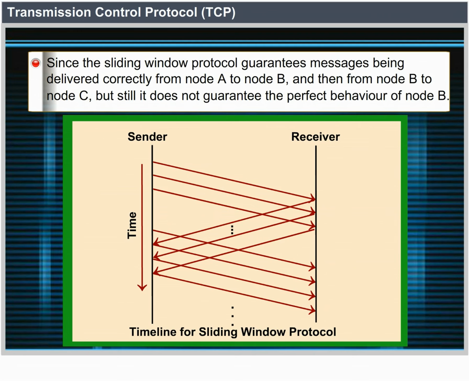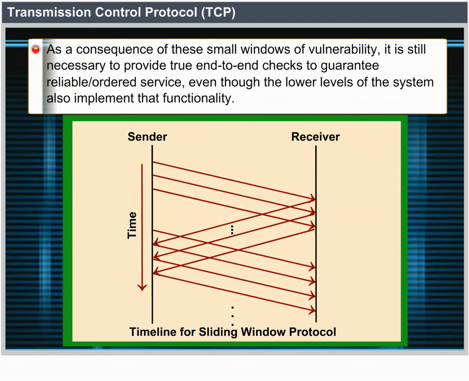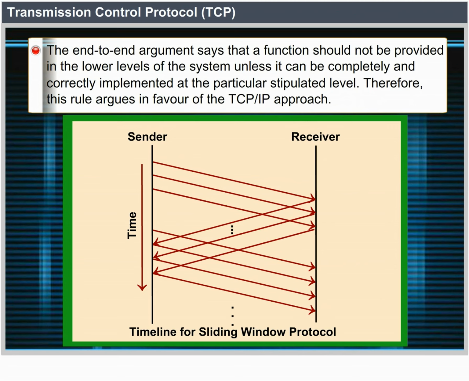As a consequence of these small windows of vulnerability, it is still necessary to provide true end-to-end checks to guarantee reliable ordered service, even though the lower levels of the system also implement that functionality. The end-to-end argument says that a function should not be provided in the lower levels of the system unless it can be completely and correctly implemented at that level. Therefore, this rule argues in favor of the TCP/IP approach.